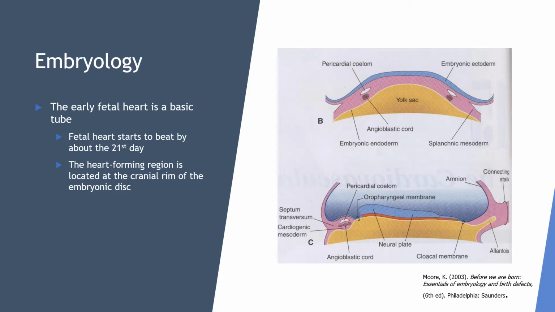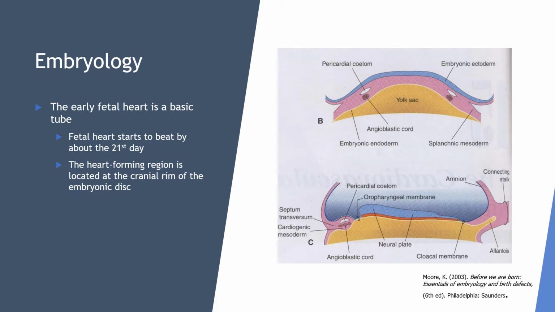So before we can start the pathology, we have to understand the embryology. So the early fetal heart is a basic tube, and this tube basically starts to beat about the 21st day, and that's about 3 weeks. Where it develops the heart, it's going to be the region in the embryonic disc at the cranial rim, and it's going to grow here.